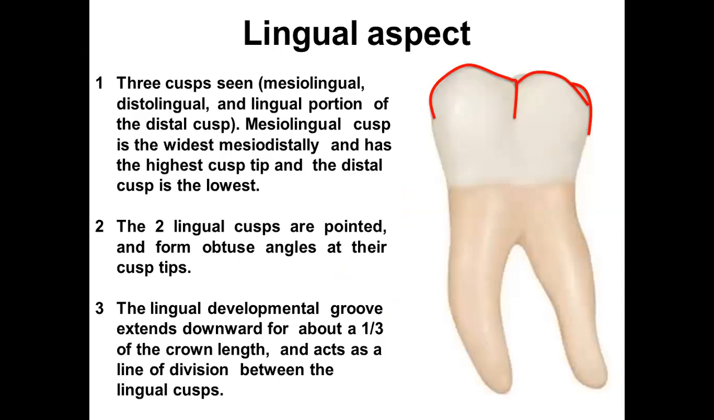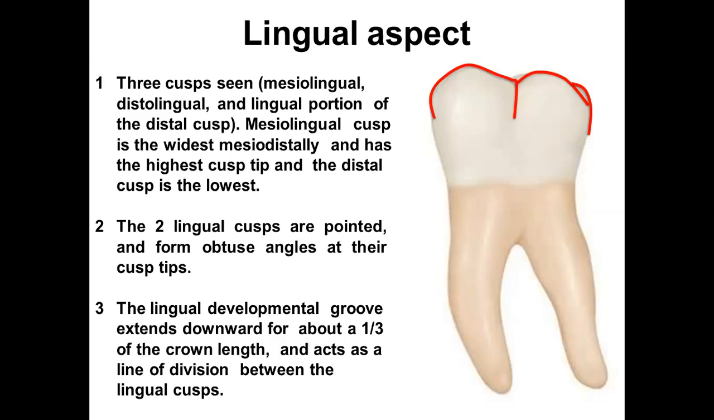When we see the lingual aspect, three cusps are seen: distolingual cusp, mesiolingual cusp, and the lingual portion of distal cusp. And on the lingual anatomy, the mesiolingual cusp is the widest mesiodistally, and also it has the highest cusp tip when we compare all the cusps. And the distal cusp is the lowest. So when you see the cusp from the buccal aspect, all cusps are visible, whereas when you view the cusp from the lingual aspect, the mesiolingual cusp being highest, we cannot see the mesiobuccal cusp from this view.